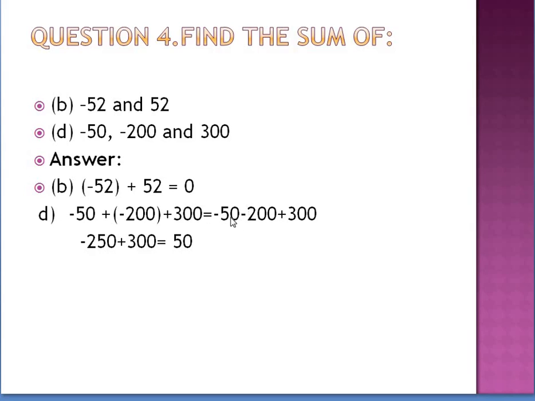Now if both are negative, you will add them and put the minus sign. 50 plus 200 is 250. Now one negative, one positive, you subtract them and put the sign of the bigger one.